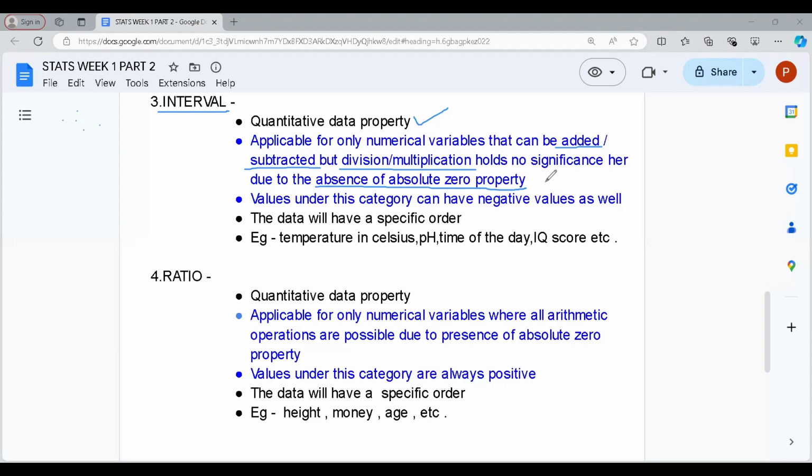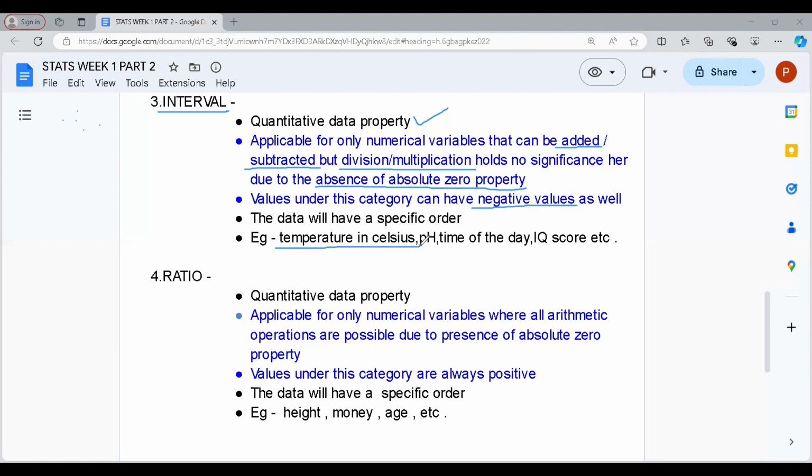One more thing to keep in mind here is that values under this category can have negative values too. And the data here will have a specific order. Obviously, it's a numerical variable, so it will have a specific order. Now, an example is temperature in Celsius.